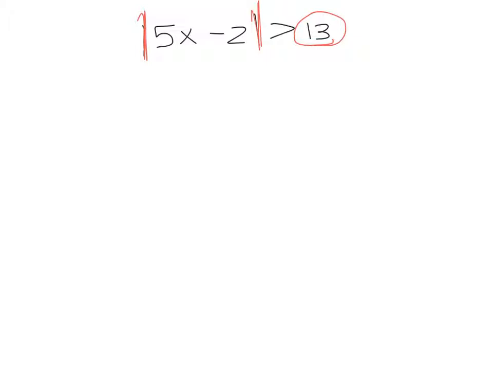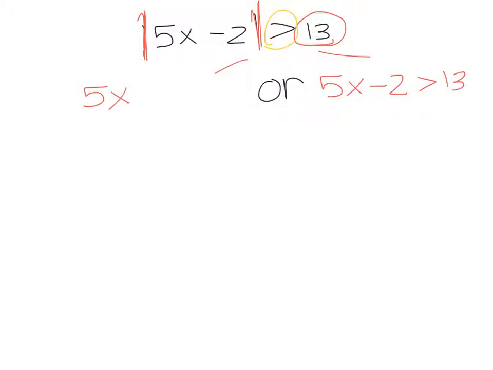Then you want to decide if it is an and or an or problem by looking at your symbol. This is a greater problem. Greater is or. Then you want to break it out of jail. So put the good guy on the right. 5x minus 2 is greater than 13. Put the bad guy on the left. 5x minus 2 is less than negative 13.